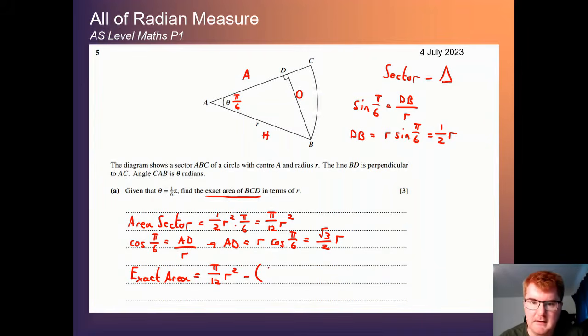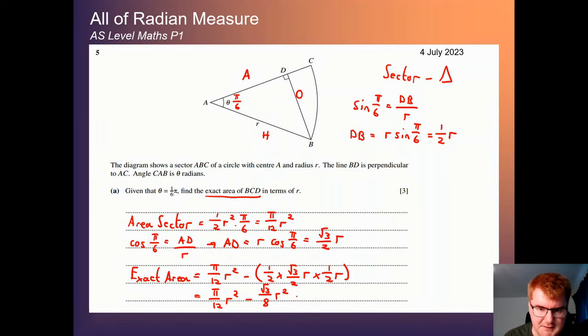So that's going to be a half times base, which is root 3 over 2r, times the height, which is equal to a half r, and so that's going to give us pi over 12 r squared. The denominator will become 8. The top is just going to be root 3, and r times r is r squared. So we can leave it in that form. Again, you could always factorize this if you want to show off to the examiner and do r squared, open brackets, pi over 12 minus root 3 over 8.